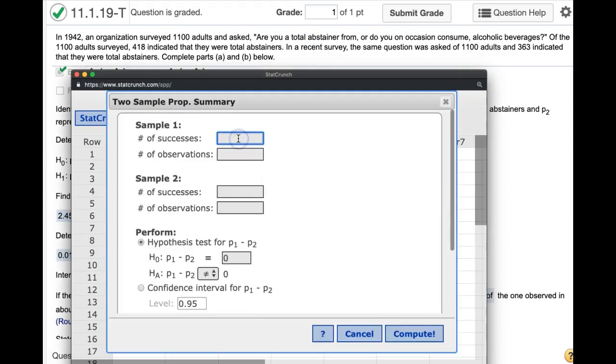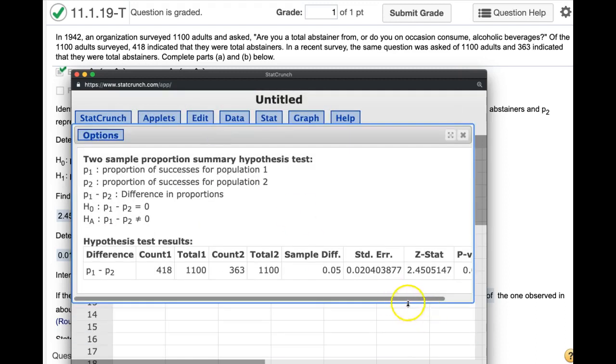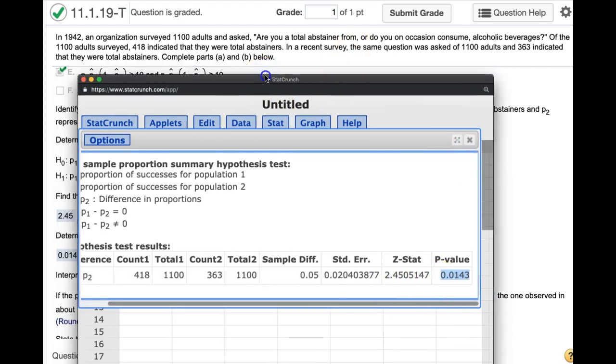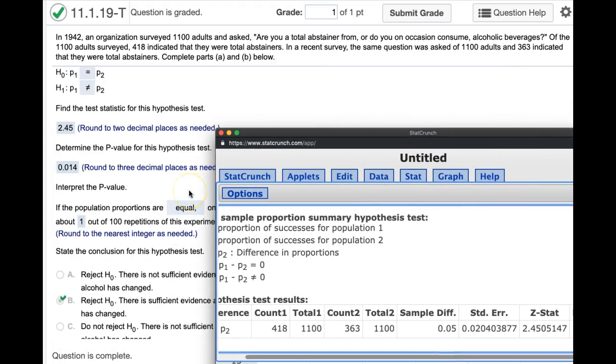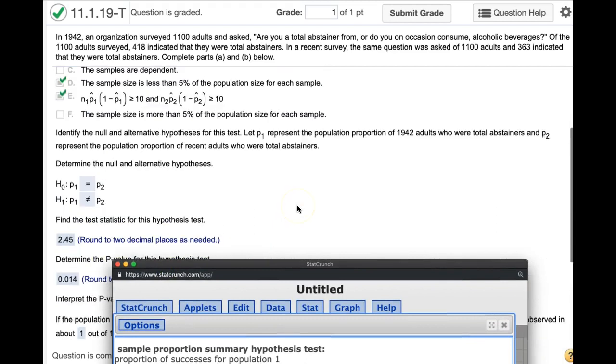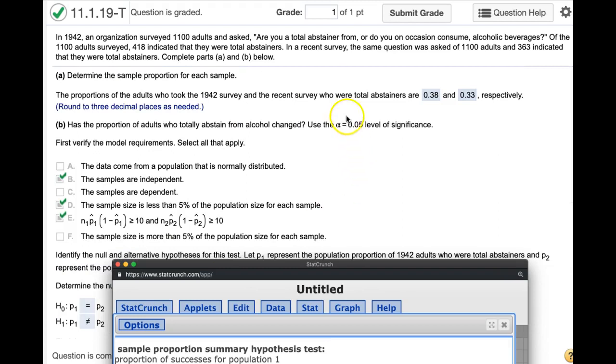We know for the first case it's 418 over 1100, and in the second case we have 363 over 1100. Then we're going to run a hypothesis test, check to see that it's not equal, and then you compute. And then you get your test statistic and your p-value. Since the p-value is less than our alpha, which is somewhere here, what do we have here? Our alpha level of 0.05. We're going to test it against that. There it is, level of significance.